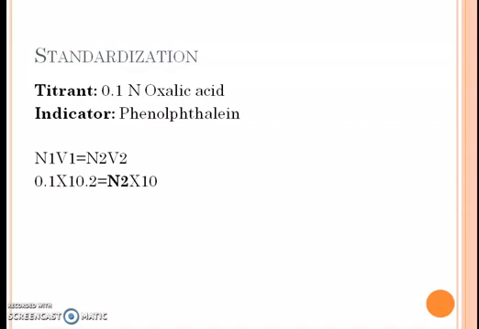Its standardization can be done against 0.1 normal oxalic acid, because oxalic acid is a primary standard, and the indicator used is phenolphthalein. So the normality of NaOH can be determined with the help of the formula N1V1 = N2V2. Now we know the normality of oxalic acid. We can note down the burette reading, that is how much ml of oxalic acid has reacted with the NaOH.